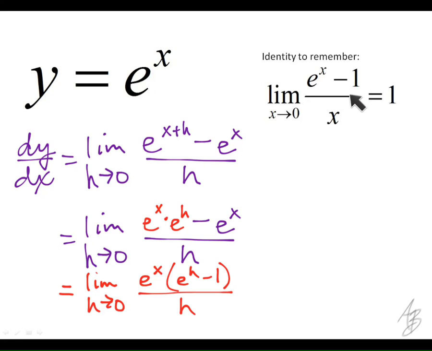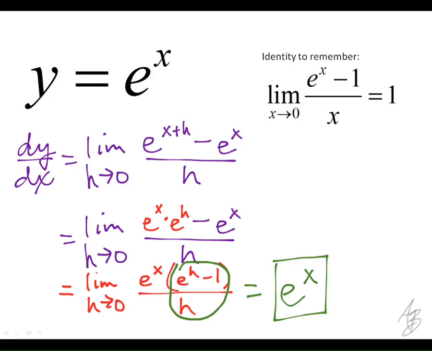But we can use this idea here that e to the x minus 1 over x approaches 1 as x approaches 0 by looking at this part of our limit here. This e to the h minus 1 over h, that part right there is going to go to 1. So then this whole thing is going to equal e to the x times 1, or just e to the x. So that means that the derivative of e to the x is e to the x. It is its own derivative.